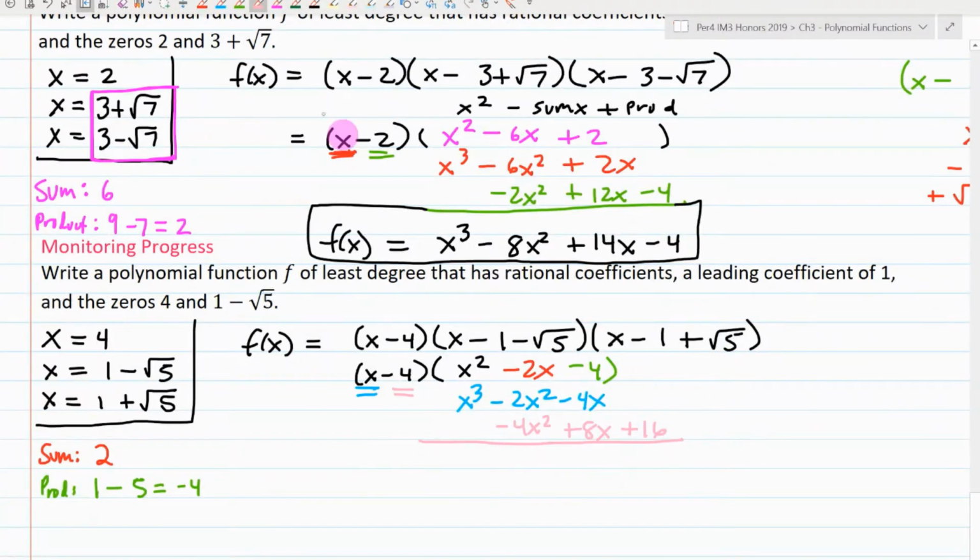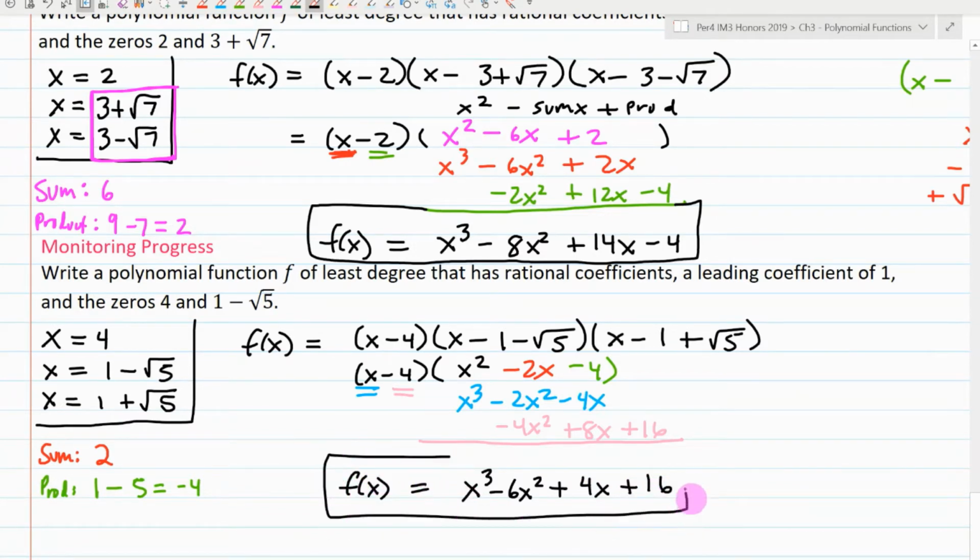Adding all of these up together, hopefully this is what you got for your answer. X to the third minus 6x squared plus 4x plus 16. Don't forget the f of x equals in front of that. And that is your final answer for this. And hopefully you understood that. We're also going to be doing imaginary numbers, which is in the next section. So I'm going to switch over there right now.